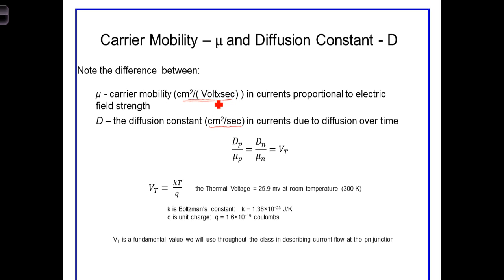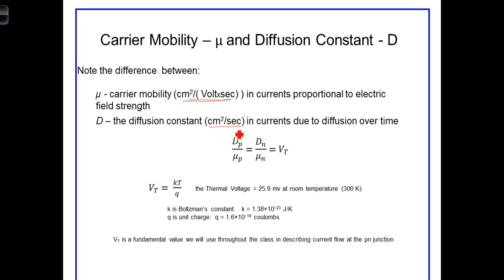So per volt is related to the fact that drift is associated with an electric field. And the mobility is a function of the cross-sectional area per volt per length of time. On the other hand, the diffusion constant is centimeters squared, the cross-sectional area, per time. With diffusion, the longer the time goes, the more diffusion is going to take place. So it makes sense that the carrier mobility is per volt, and that the diffusion constant is just per second.